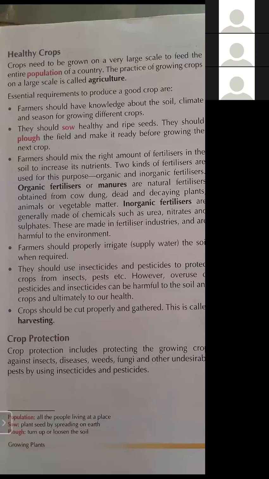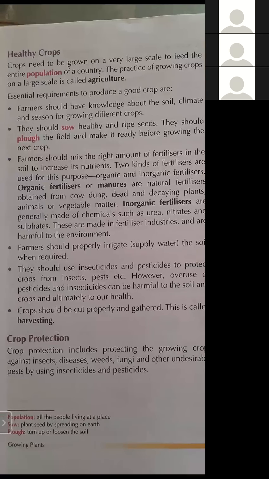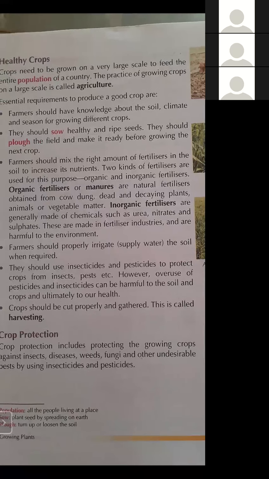The third point: farmers should mix the right amount of fertilizer in the soil to increase its nutrients. So what are fertilizers? Fertilizers are some chemicals which are added to the soil to increase the nutrients. And what are those nutrients? Like nitrogen, phosphorus, sulfate. These are the nutrients which play an important role in growing a healthy crop.